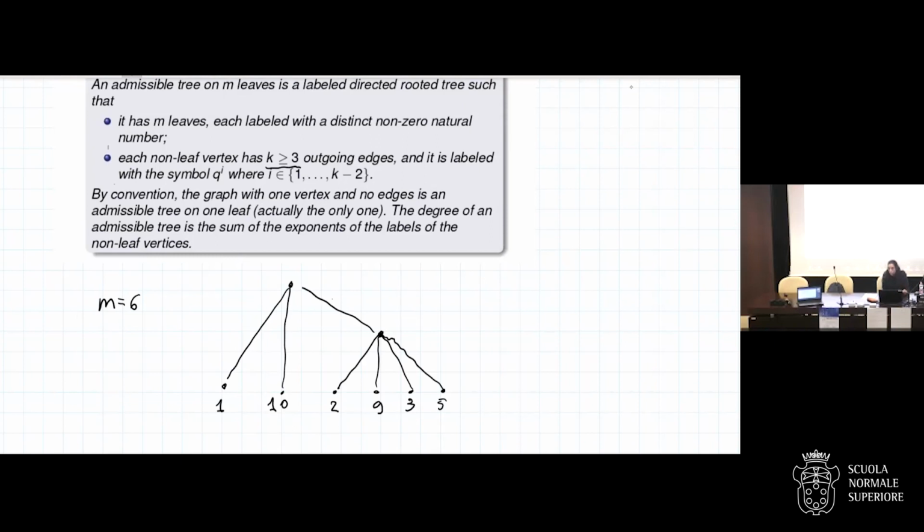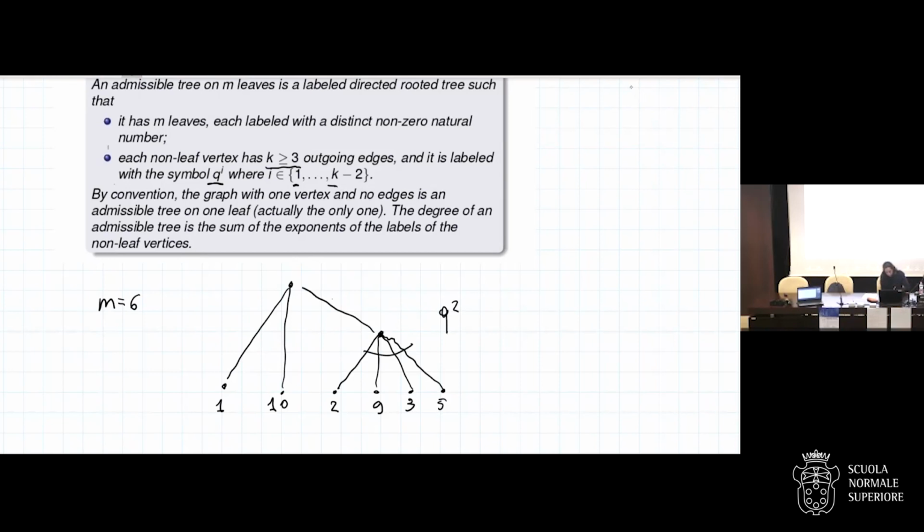And now we want to label each of these internal vertices with a symbol q to the i, where i is between 1 and k minus 2, where k is the number of outgoing edges from each internal vertex. So in this case, we have an internal vertex with 4 outgoing edges. So we want to label this internal vertex with q to the i, where i is between 1 and 2. So either we choose to label this with q to the 1, or with q to the 2. They are both fine, so we have to make a choice and we can decide this label.